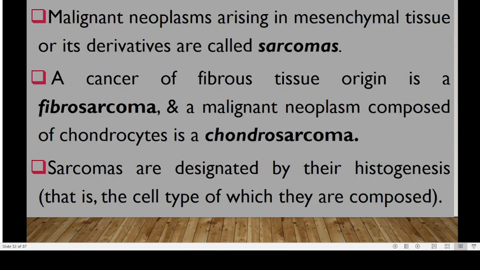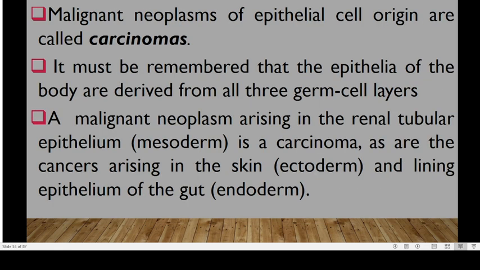All right, guys. Malignant neoplasms arising in mesenchymal tissue or its derivatives will be referred to as the sarcomas. So, a cancer of fibrous tissue origin is the fibrosarcoma. And a malignant neoplasm composed of chondrocytes will be chondrosarcoma. So sarcomas are designated by their histogenesis, that is the cell type from which they are composed. Malignant neoplasms of epithelial cell origin are referred to as the carcinomas.